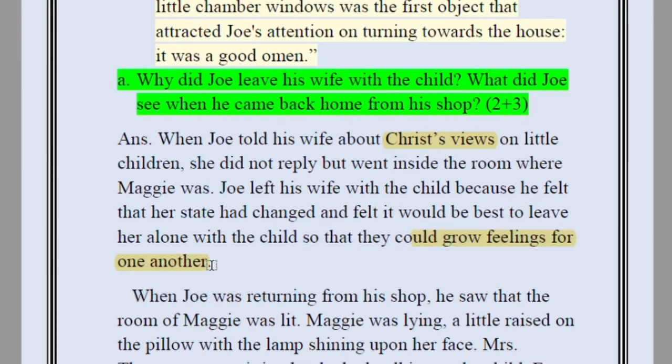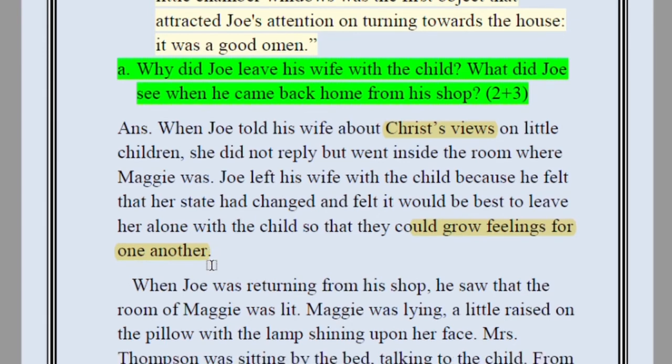When you are left alone with somebody, only then you start to communicate, only then you share your real feelings with that person. That is why Joe left his wife with the child.